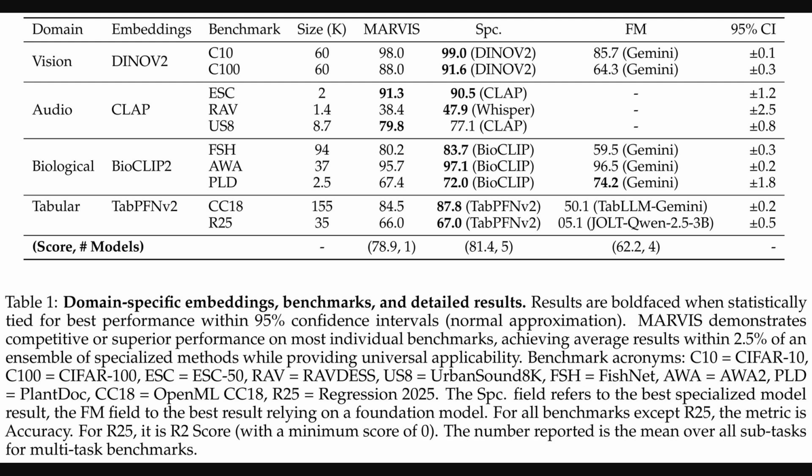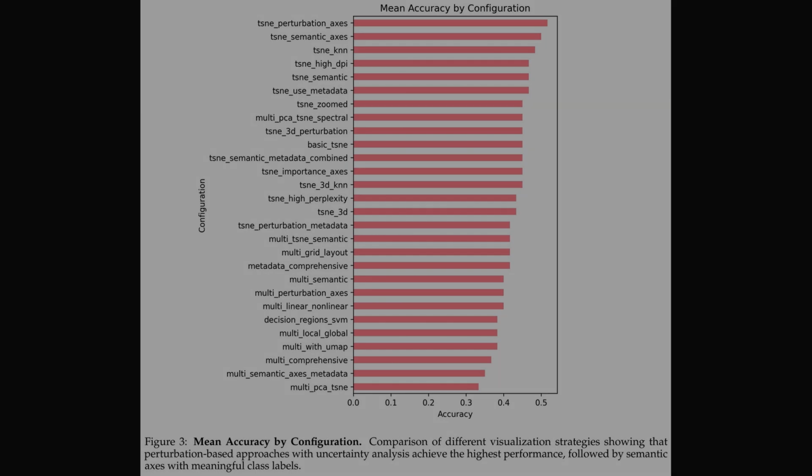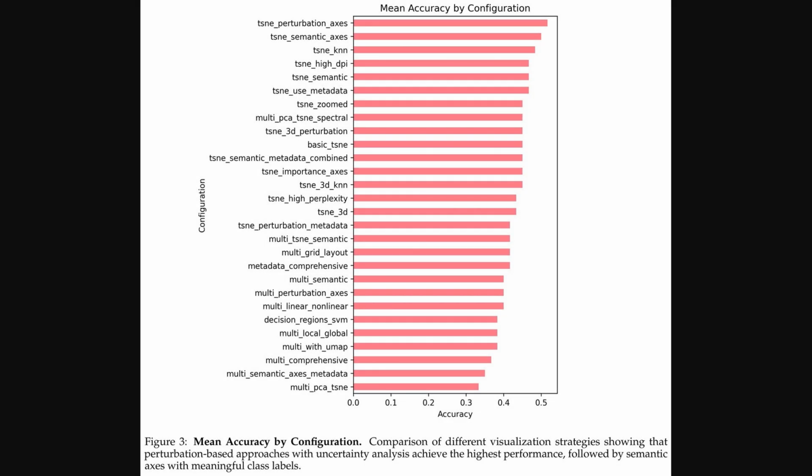On the OpenML CC-18 tabular data, for instance, MARVIS scores 84.5% accuracy, blowing past the next best foundation model at just 50.1%. Building on that pipeline, this next chart explores which visualization strategy actually works best. Remember, a key step is turning data into a 2D image for the vision language model. This chart compares many different ways of creating that image, plotting their mean accuracy.